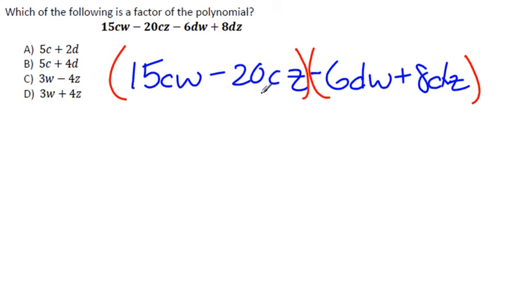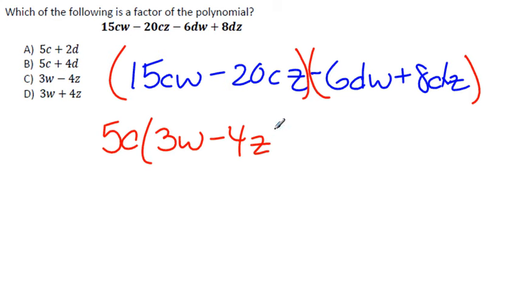And now you look at the first two guys and you ask yourself, well, what number goes into 15 and 20? The greatest common factor, which is going to be 5. Now look at the variables. This guy has a C, this guy has a C. I can factor out a C. I can't factor out a W, I can't factor out any Z's, right? They only have one. So I'm going to pull out a 5C. If I pull out 5C, I'm dividing here, so that becomes a 3W minus dividing. Negative 20 divided by 5 is negative 4. I took out the C, no more C's, and then I'm just left with a Z.